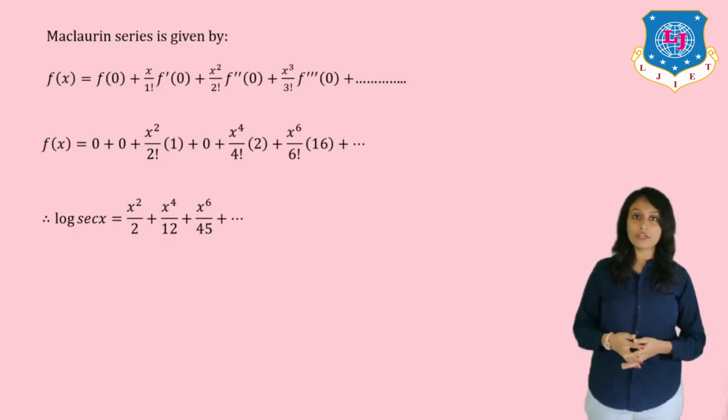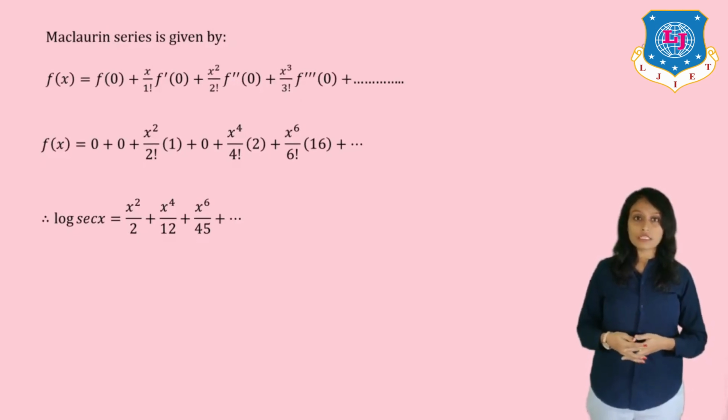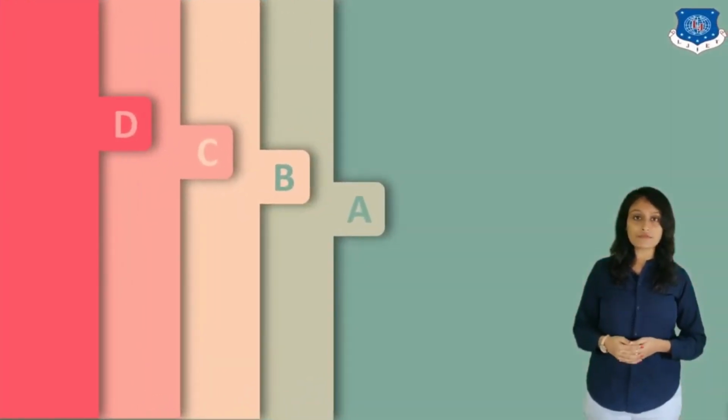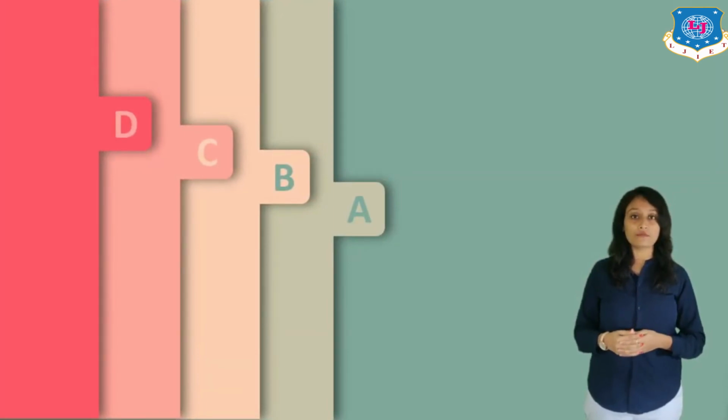Okay, so in today's video we studied the Maclaurin series. The Maclaurin series formula is f(x) is equal to f(0) plus x upon 1 factorial into f'(0) plus x square upon 2 factorial f''(0) and so on.